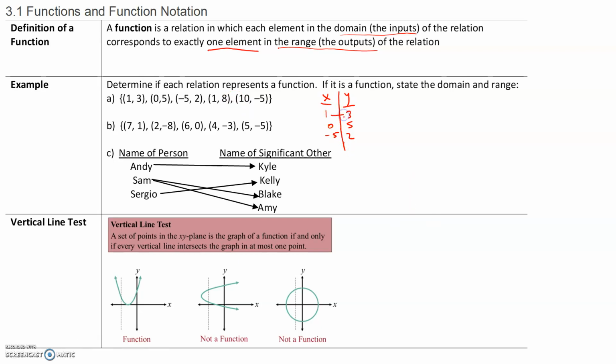Now notice what's happening. 1 is paired up with 3, but it's also paired up with 8. So the input of 1 has an output of 3 and has an output of 8. And then we have our last one, which is 10, negative 5. The definition is each element in the domain, the x values, can only have one element in the range. So each x can only have one y value. But x equals 1 has two separate y values, 3 and 8. So the same input has two outputs. Therefore, this is not a function.